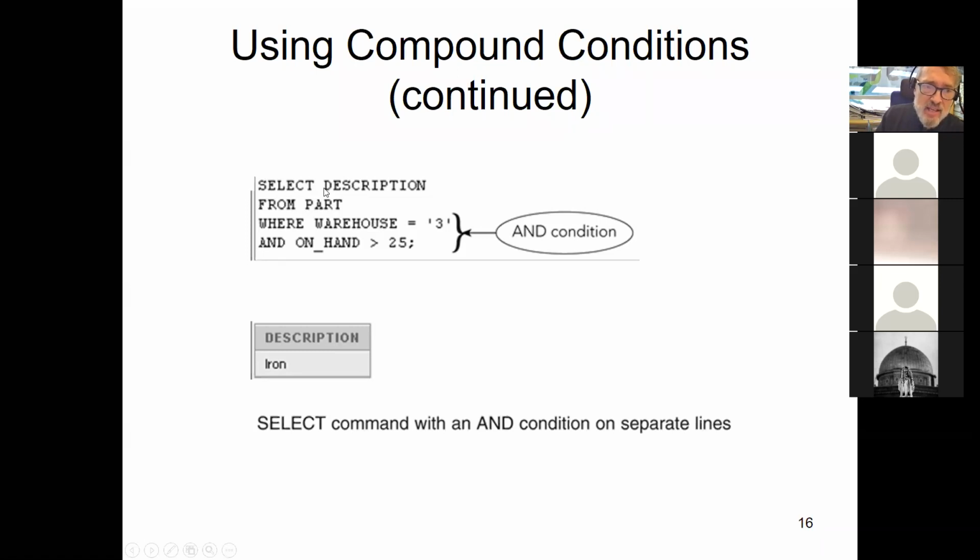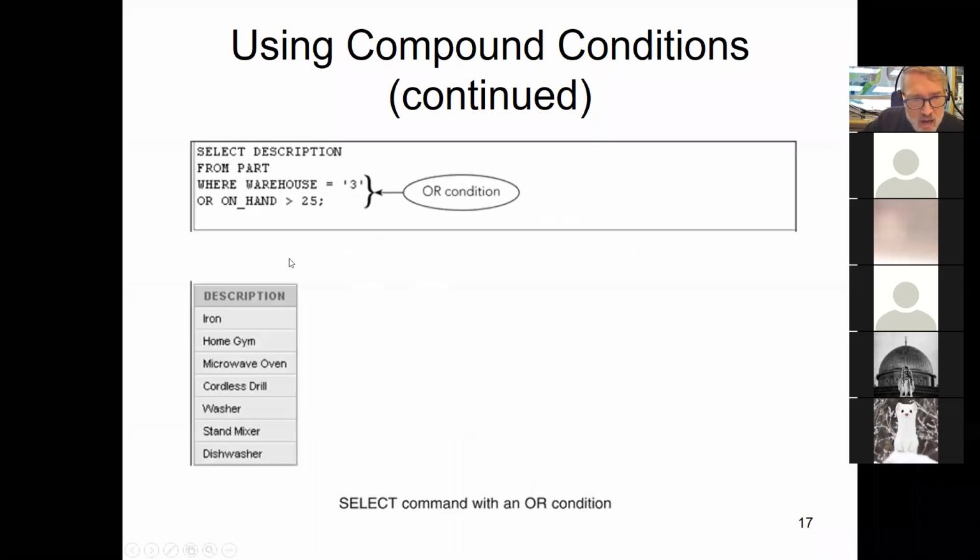Okay, so in this case, we're only going to select one column from the table, and in that, it will only be a value where the warehouse is warehouse 3, but also it must be that the on-hand value is bigger than 25. And it turns out that there's only one record which meets that condition. Apparently, only iron is found in warehouse 3, such that the on-hand value is bigger than 25.